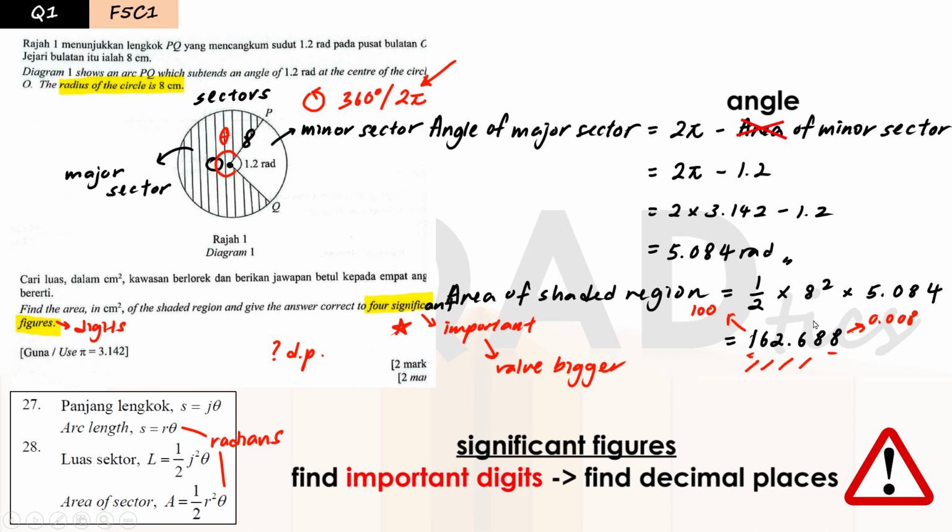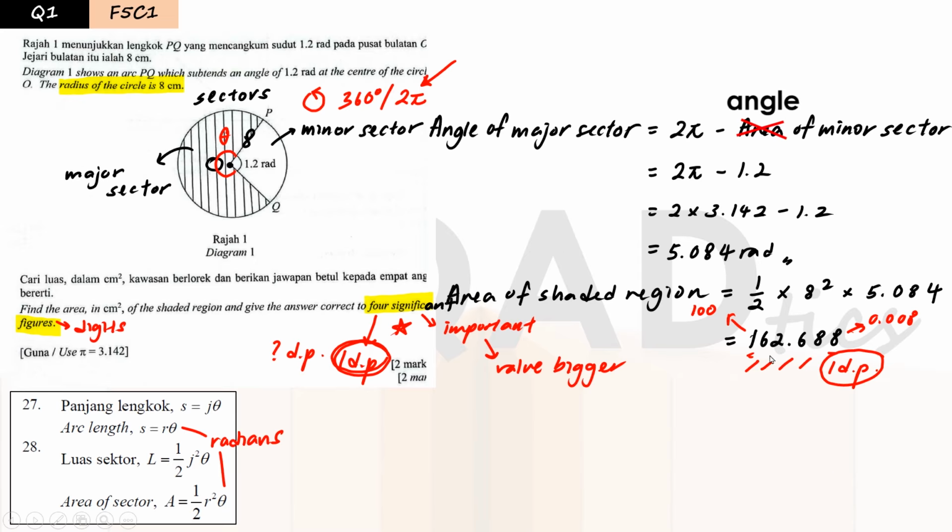Now we will see how many decimal places it has. We have one value behind the decimal, so it means that it has 1 decimal place. This means in the question here, we need to write our answer to 1 decimal place. So let us change this value into 1 decimal place. We round up, and it would be 162.7 cm squared.